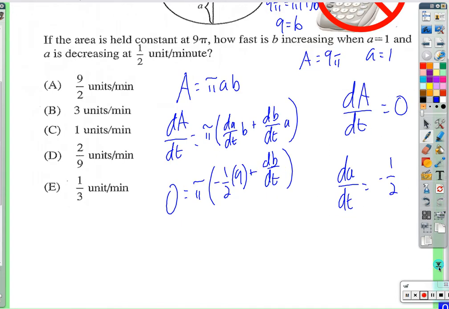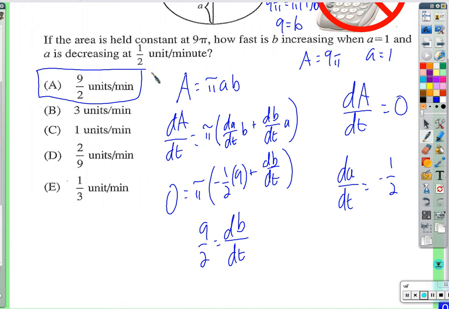So now we solve for dB dt. Okay, let's see, we'll divide both sides by pi. That would be 0. Then we'll add 9/2 to both sides. Agreed? Yes. Add 9/2 to both sides. So then we'll have 9/2 equals dB dt. Be negative? No. Adding it. 9/2.